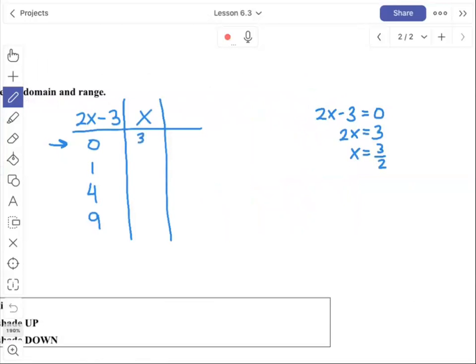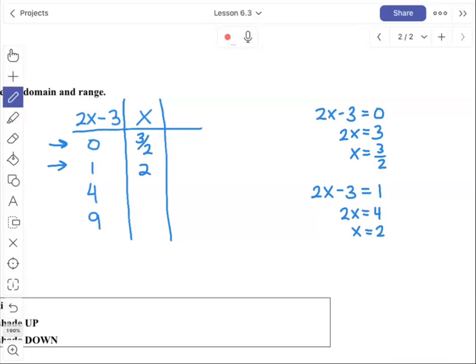Let me do that one more time. For the next one I want it to equal 1. So I'm going to set 2x minus 3 equal to 1. Add the 3, divide by 2, and you can do it that way. I am totally okay with you guys doing it that way. I think it gets you to the right answer. The only negative is that it takes a little while, and it takes a lot of space.